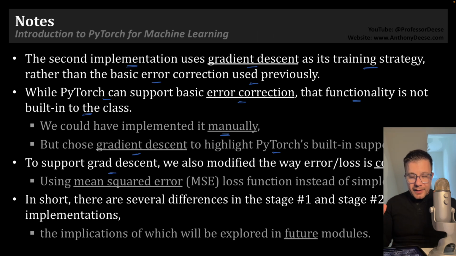Now, to support gradient descent, we had to make a couple other changes. We also had to modify the way that the error or the loss is computed, because we need that loss function to always yield a positive value. So we used the mean squared error loss function that we learned from the logistic regression module. And if you look at the script, you can see where the mean squared error is defined. So in short, there are several differences between the MATLAB code and the one-for-one code translation, which I packaged together, and the PyTorch code we just looked at. The implications of those differences will be a topic we explore in future modules.